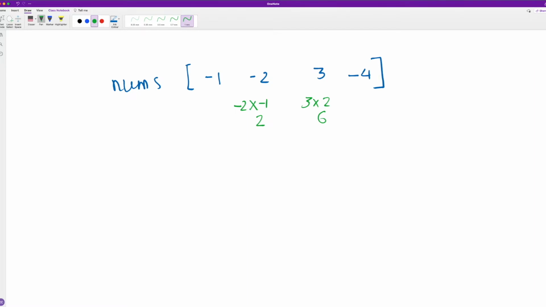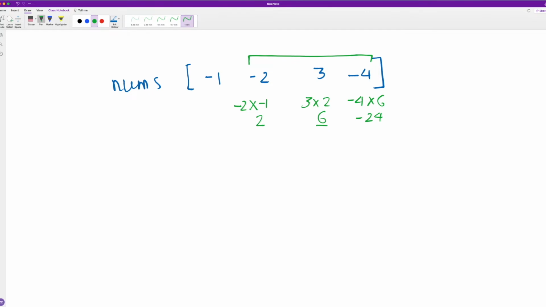Moving on to the next index, we multiply -4 by the max product at the previous index, which is 6, and we get negative 24. Now here, according to this, our largest value is 6, but it is the wrong answer, because if you look at this sub-array here, right, we could have got a larger number.